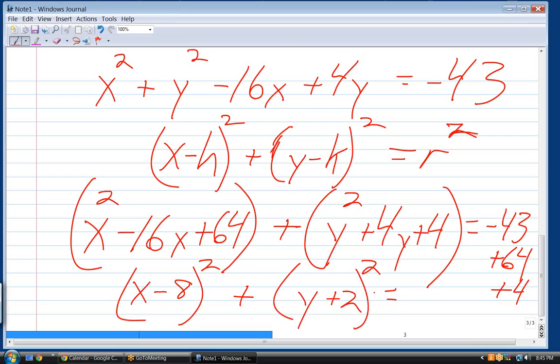Equals, let me whip out the old calculator, 25. Okay. So now we got it looking almost exactly like the general format, where h and k are the center, and this is r squared, so the radius must be 5.